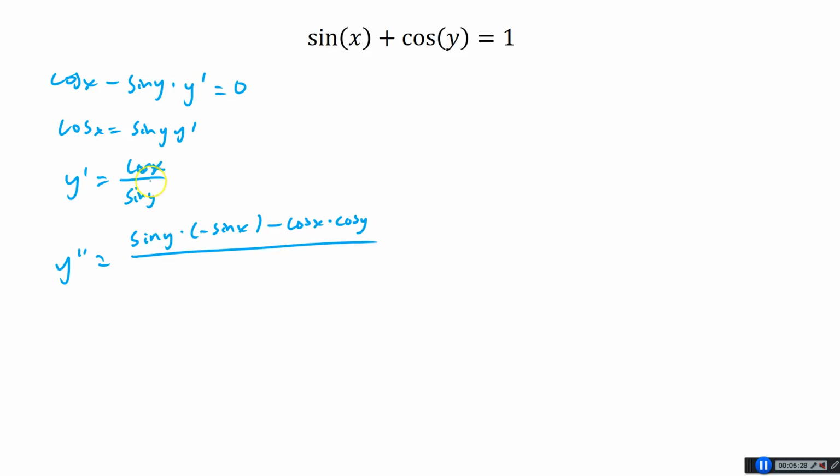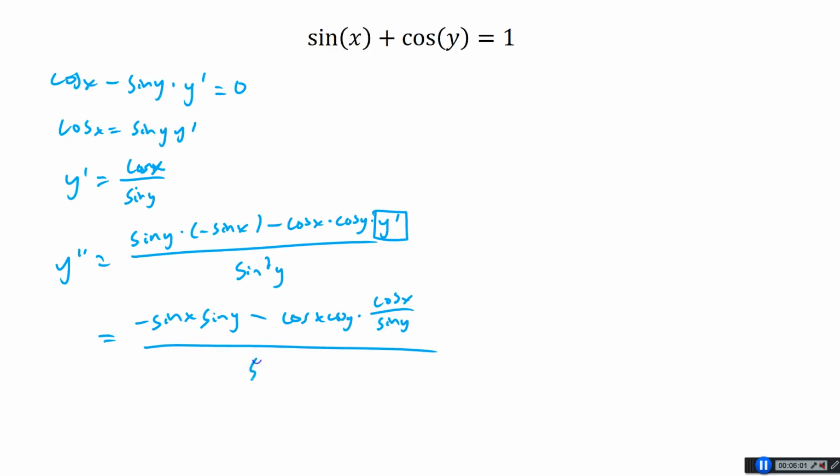I missed a chain rule somewhere. Low d high is good, minus high d low, so we need a y prime right there, over the square of low, which is sine squared y. Now we substitute in for that y prime, which I almost forgot. So we have sine y. I'm going to write this as negative sine x sine y. I'll do the x's first always. It just looks good to me. It's alphabetical order, right? Minus, we'll have cosine x cosine y times y prime, which is cosine x over sine y, divided by sine squared y.